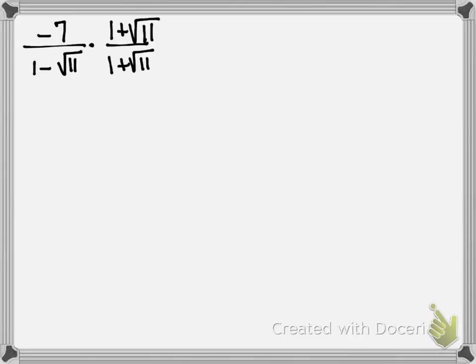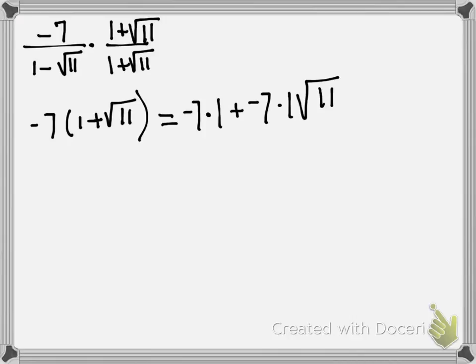So we multiply everything, the numerator and the denominator, by the expression 1 plus the square root of 11. We do the distributive property here for the numerator, and we get negative 7 times 1 plus negative 7 times 1 square root of 11. So we get the following: negative 7 minus 7 square root of 11. That is the numerator.